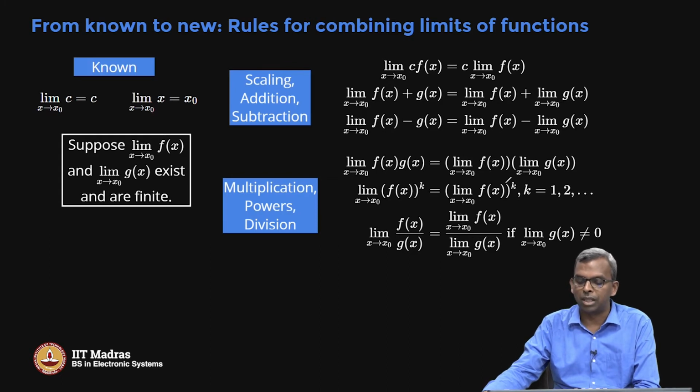Powers, with integer powers: f(x) raised to the power k. Again, the limit will go in. You can do the limit first and then raise the limit to the power k. And then quotients, I mean ratios, f(x) divided by g(x). Again, the limit can go into the numerator separately, denominator separately, and then you can divide. Of course, here you have to assume that the denominator limit is not 0, otherwise you'll be dividing by 0.